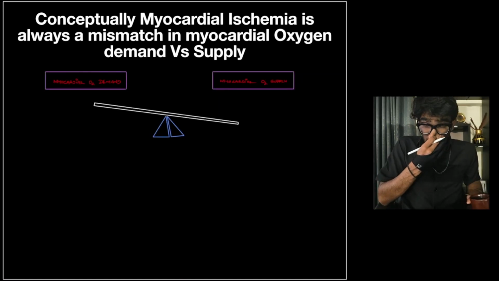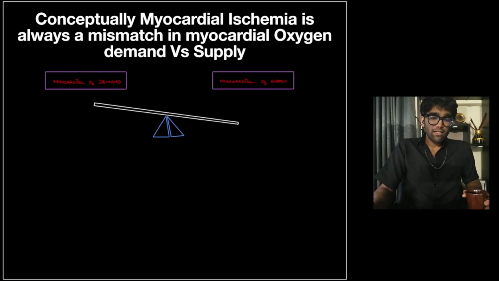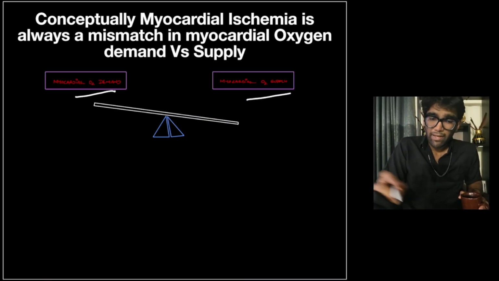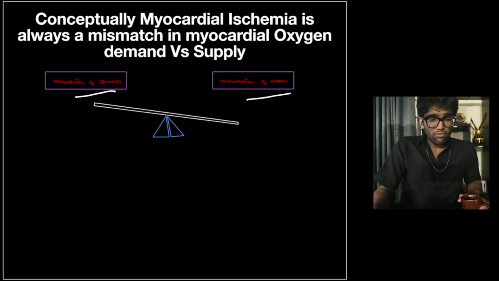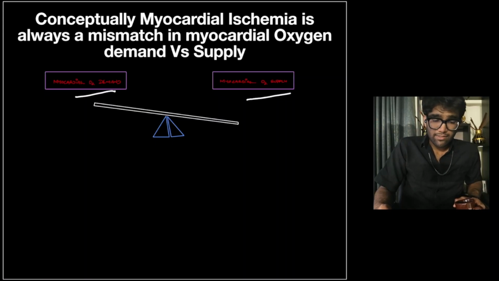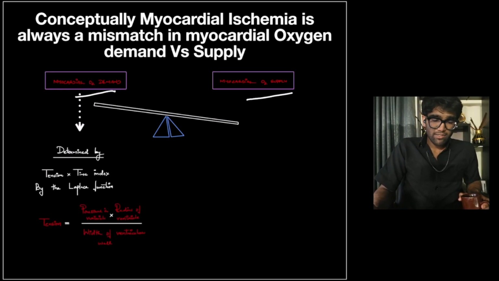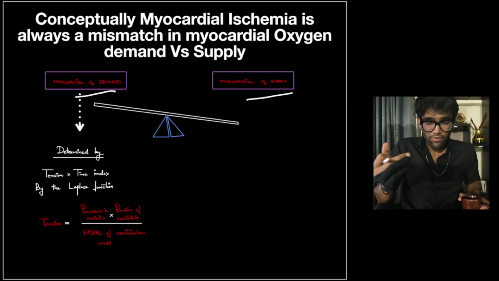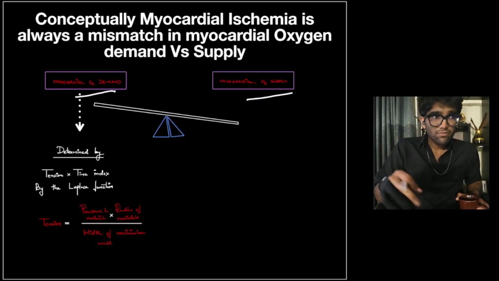Now, just a word on myocardial ischemia. So, myocardial ischemia basically means that there is a mismatch between the myocardial oxygen demand and the oxygen supply that the myocardium is getting. So, the demand is too high and/or the myocardial oxygen supply is decreased. Now, oxygen demand depends on what? It is determined by something called the tension time index. That means how much is the average tension developed within the wall of the myocardium times the total amount of time that the myocardium is contracting.